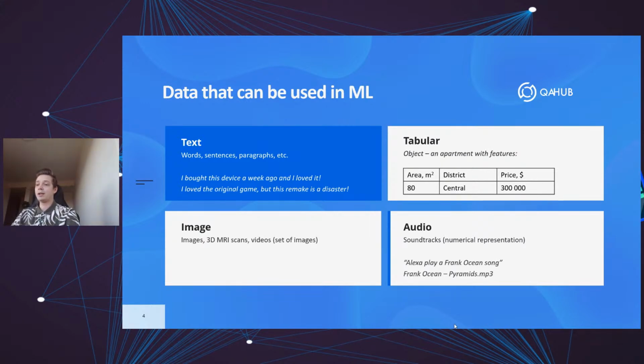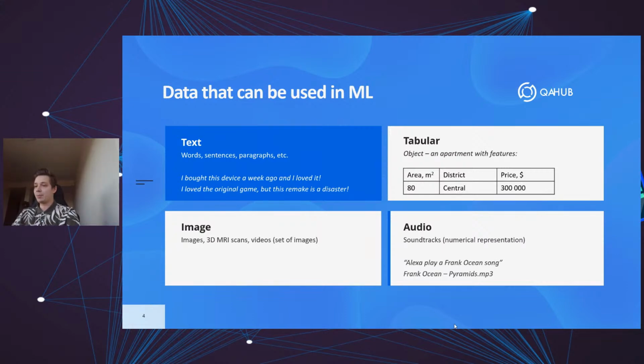And the second one: I love the original game, but this remake is a disaster. In both cases, there is the word "love," but the sentiment is different, and a properly trained ML model will work here. But straightforward word matching, probably no. But enough about sentiment classification. I hope you got the idea of ML in general.